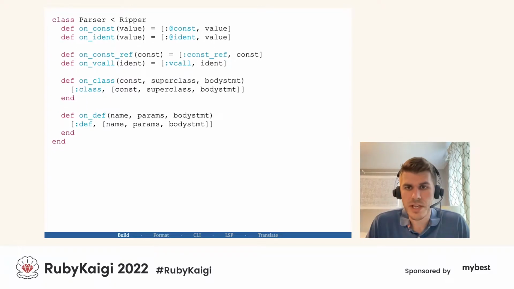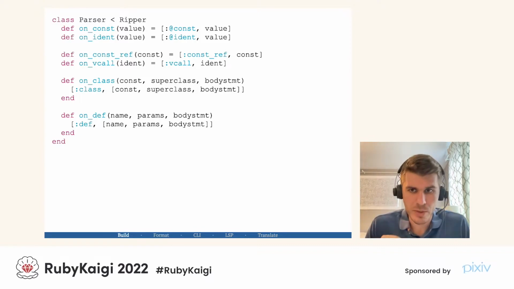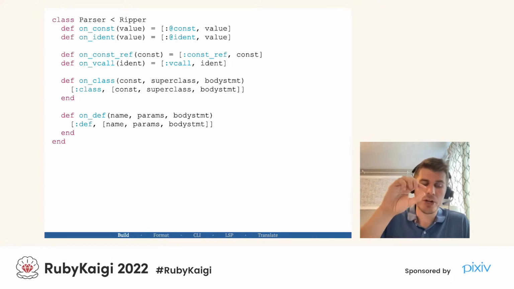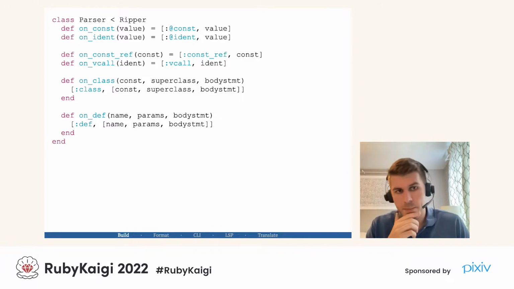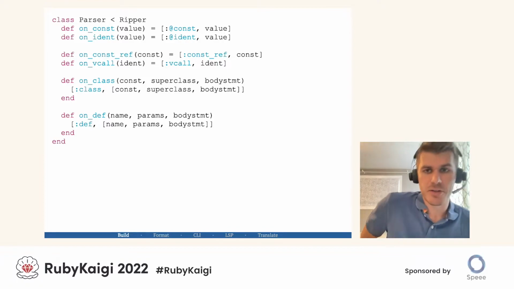So looking at this parser, you know that there's a couple things that we don't quite have. We don't have any location information in it here. And by default, Ripper is only going to provide you location information on the leaves of the tree. So just the scanner events. So things like const and ident there. But onClass isn't going to have anything. But there's no more arguments to this method, so we need to take care of it ourselves.